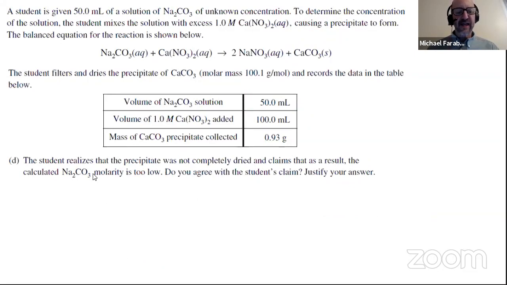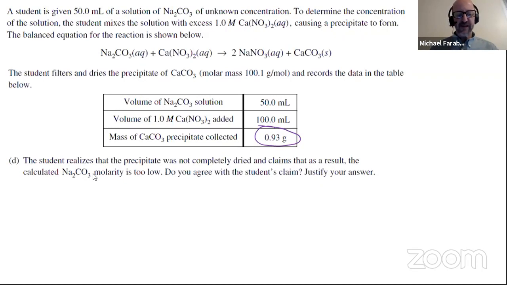It says the student realizes that the precipitate, again, that is the precipitate here, was not completely dried and claims that as a result, the calculated sodium carbonate molarity is too low. Do you agree with the student's claim? Justify your answer. Now, again, this is a very common question style on the AP Chemistry exam. There is a claim based on experimental evidence, and then you have to decide if you agree or not. So think about whether you agree or disagree, make sure you state that, and then consider the chemistry concepts involved when you justify your answer.